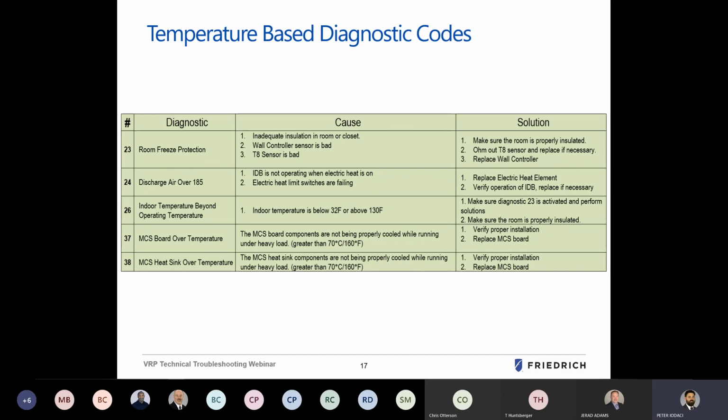We just want to confirm that the outdoor sensor is doing its job and what it's supposed to be, and that the FMC is also putting out the proper voltage.